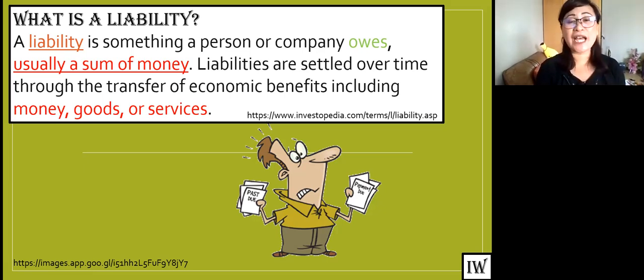Okay, so what is this kind of responsibility? So let's focus on liability again. So liability is something a person or a company owes. So what does owe mean? OWES. Owe means utang, yeah, or ginamit mo to consume or to buy something. Okay, so next, it is usually a sum of money. Yeah, usually yung mga utang natin, usually it is money.